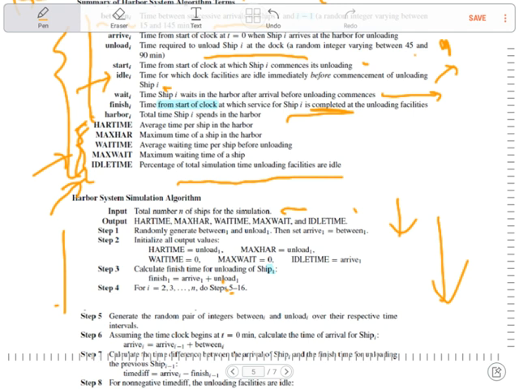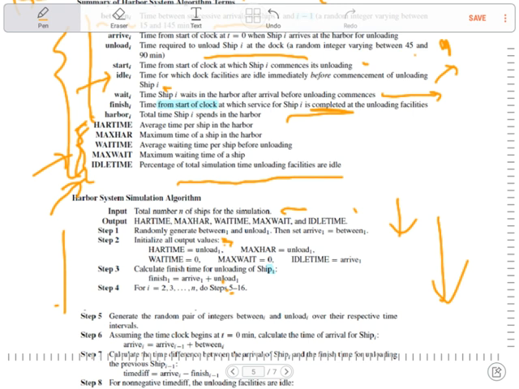Okay, and just step 1, randomly generate between 1 and unload 1. Between 1 means the gap before ship 1 arrives, unload 1 means the amount of time taken by ship 1. And between 1, how should we calculate it? Before ship 1 there was no ship arriving, so it is considered as the time when it is arriving, starting from t equal to 0. That is when the harbor is opening and when the first ship is arriving. That time is considered to be between 1.